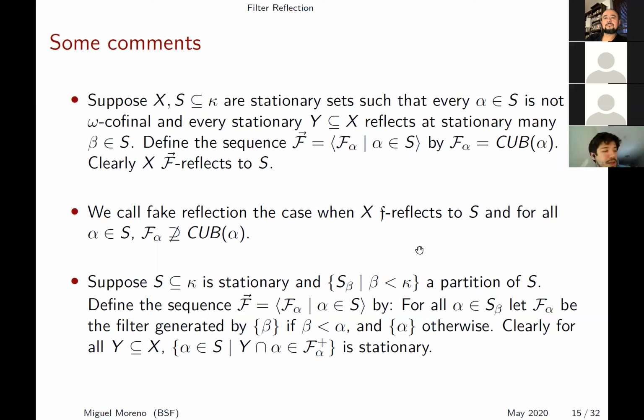So the thing is that filter reflection, if you divide it into two parts, capturing clubs and the reflection part, both are consistent with ZFC. You can get them in ZFC, either by club filters that capture clubs, or by this very trivial way of reflecting, but it's very difficult to get both at the same time by the same sequence of filters.